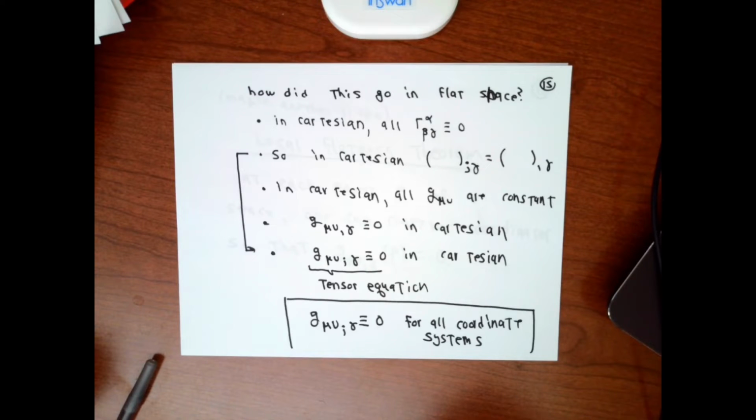But see, that's a tensor equation. If it's true in one coordinate system, which it is, Cartesian, then it's true in all of them. That's how the argument went.